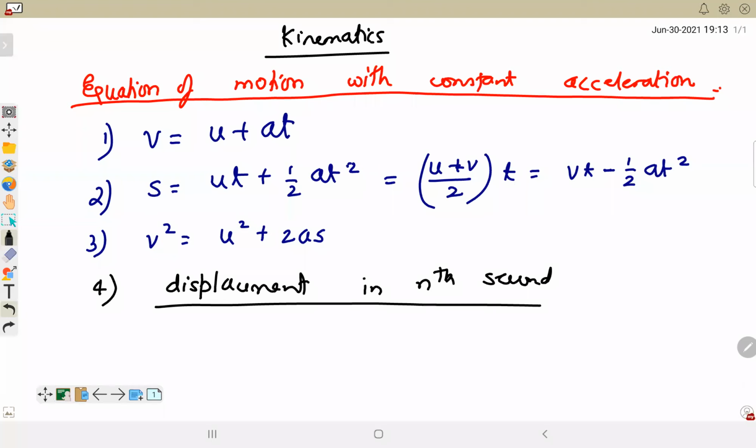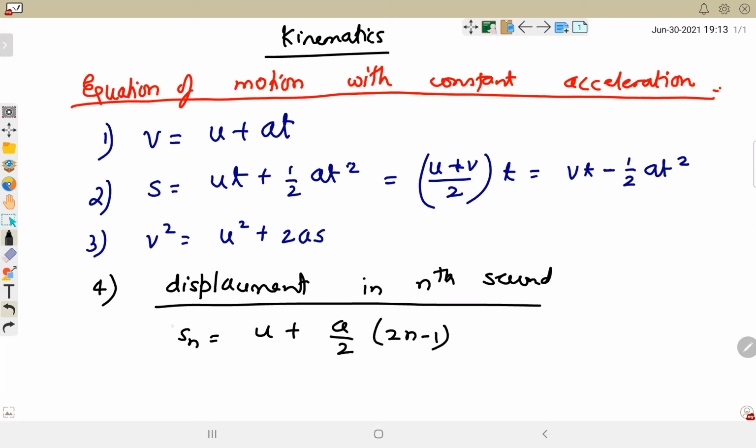Nth second, the displacement covered in nth second when the body starts with u. So all these equations in vector. S nth is u plus half into 2n minus 1 a, or u plus a by 2 into 2n minus 1. This is a new equation that we haven't learned in class 9. Based on this, we solved some questions also.